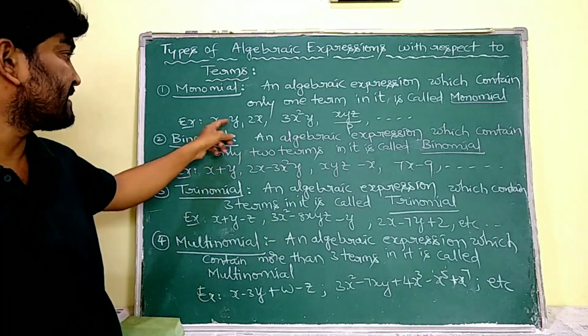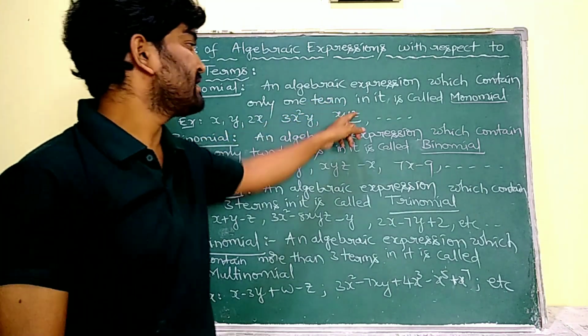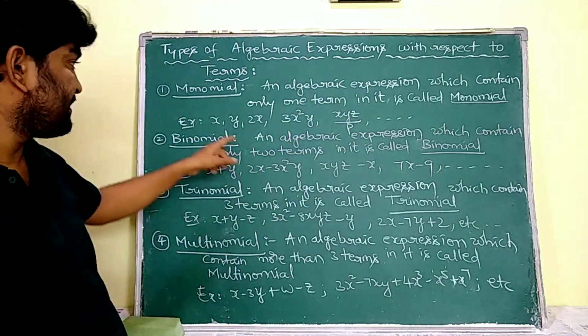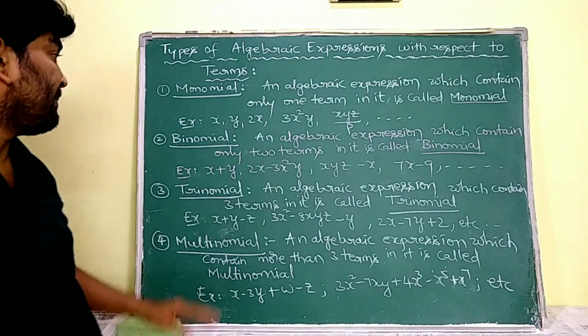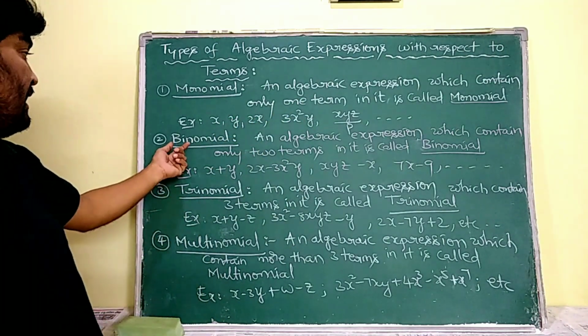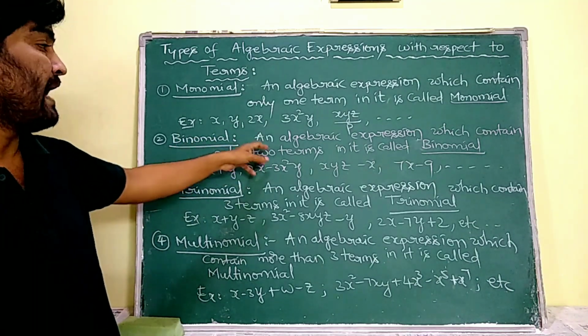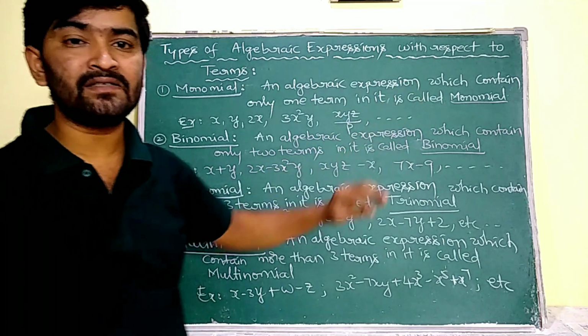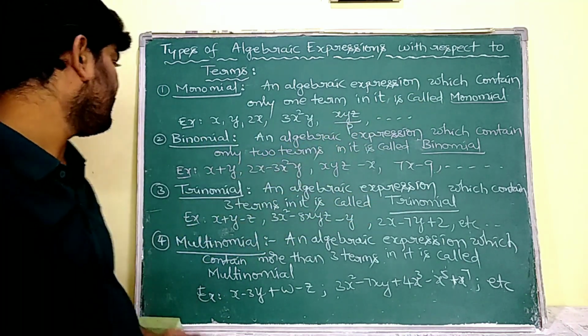For example, see x, y, 2x, 3x square y, xyz by p. All these are monomials. Why? Because these are all single terms. Okay, now coming to the binomial. Bi means two, mial means terms, two terms. An algebraic expression which contains two terms in it is known as a binomial.